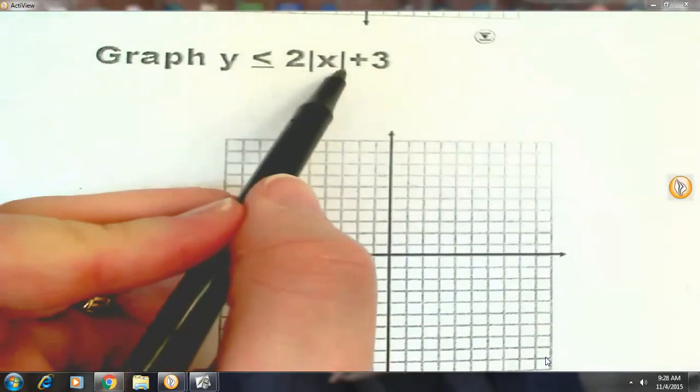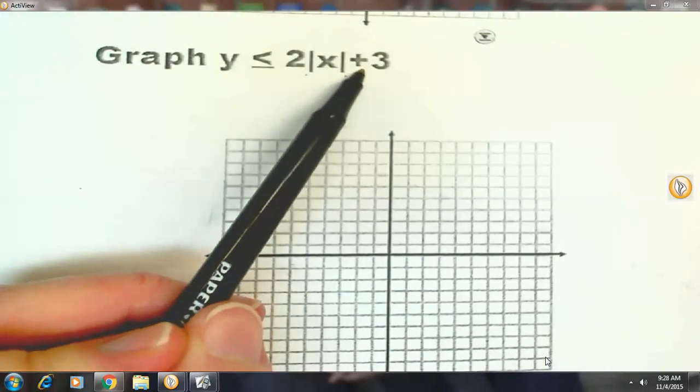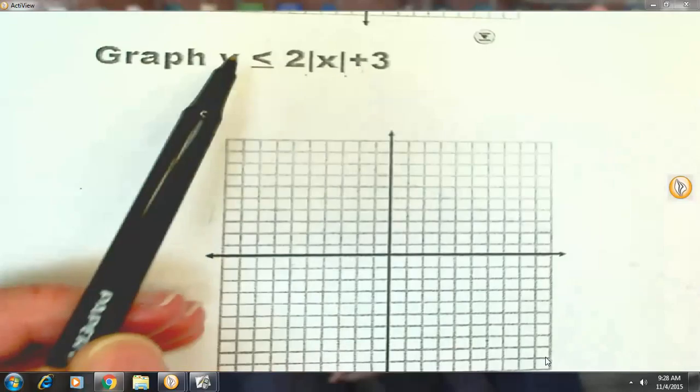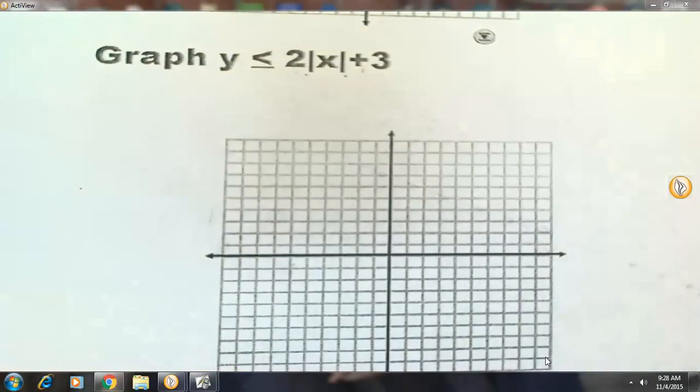Value function, and I know that because there are absolute value bars. What do you predict the plus 3 is going to do to our parent function? Is it up 3? Going to go up 3. What about multiplying by 2? It's going to stretch it. It is. It's going to stretch it vertically. It's going to do this to my graph. So it's going to make it narrower. It should be more narrow than the parent function, and it should be shifted up 3.